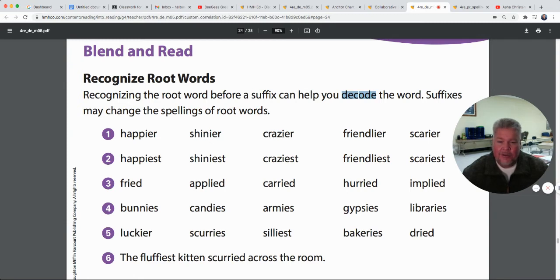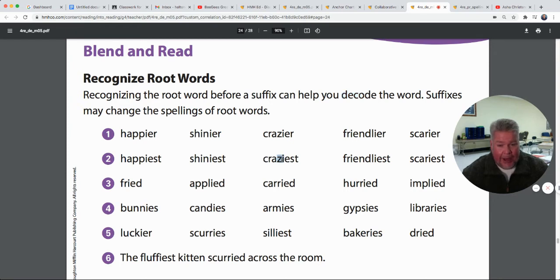Crazier, root word crazy, all these end with Y. Friendlier, root word would have been friend, and then Lee. Scarier, root word scary. Happiest, root word happy. Shiniest, root word shiny. Craziest would have the root word crazy. Now notice what's happening to every one of these.